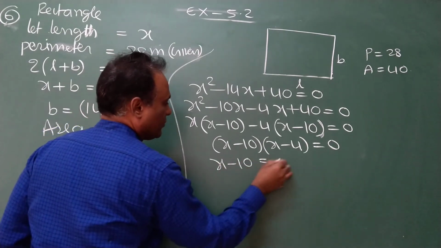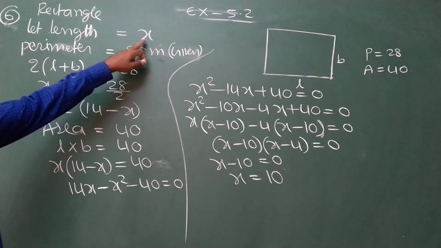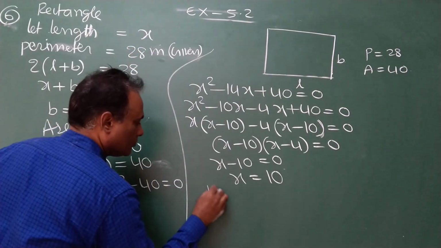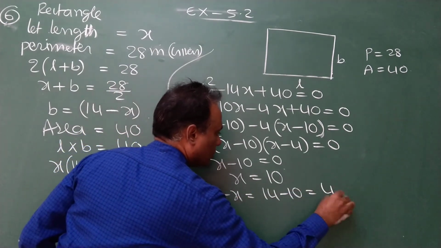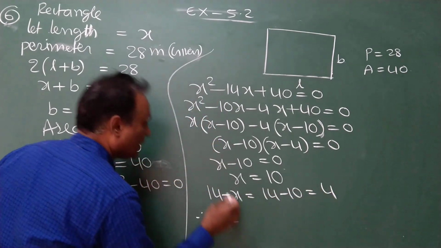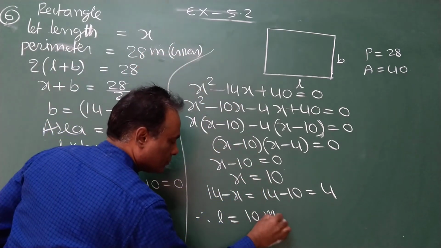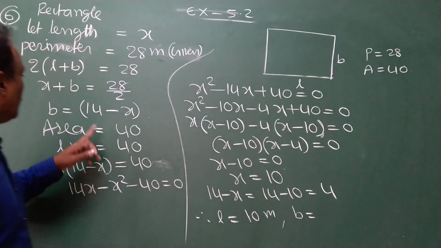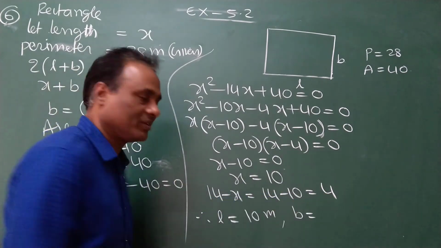x minus 10 is equal to 0, x is equal to 10. What is 14 minus x? So 14 minus 10 is 4. Therefore, length is x, x is 10. Breadth is 14 minus x, 14 minus x is 4.